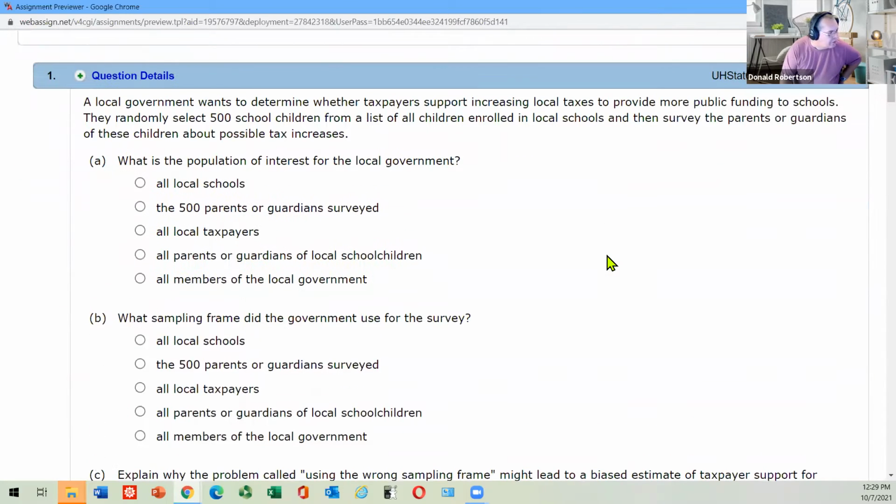I don't know if I've done this one. I definitely have done it with my other class, but I may not have done it with you. Have we done this question about local government? Is this all new stuff? Okay, makes life easy if it's brand new.